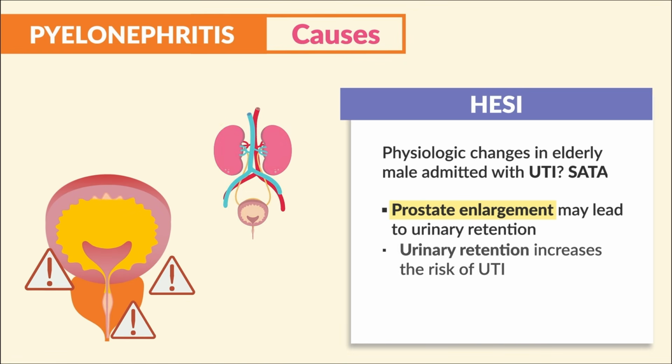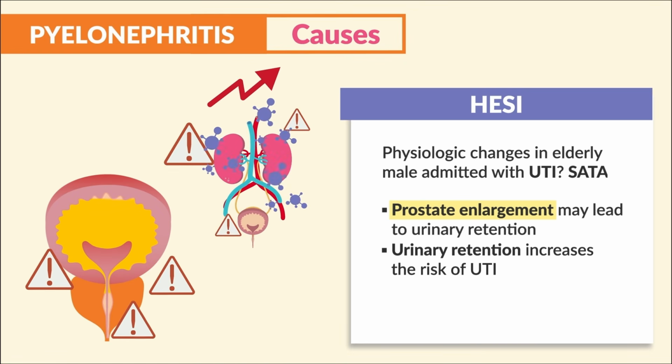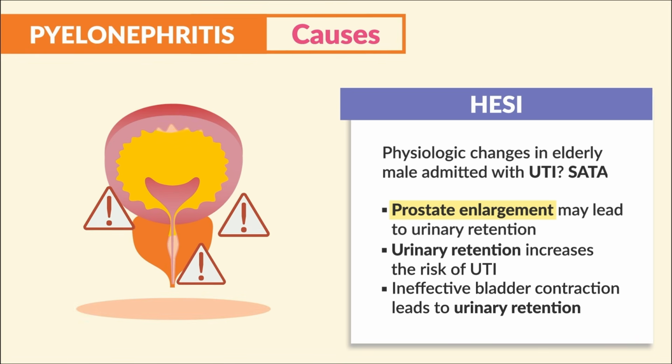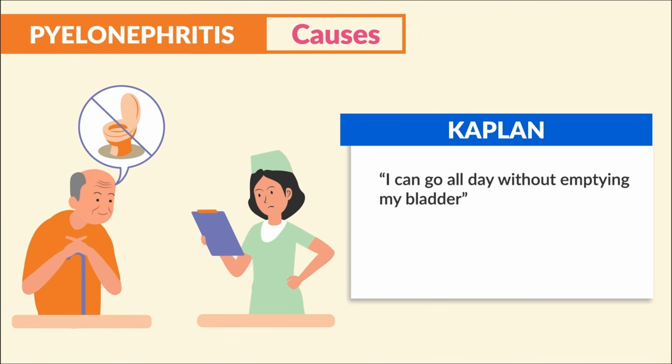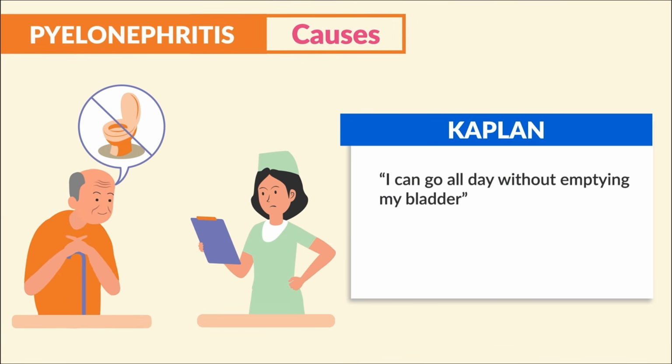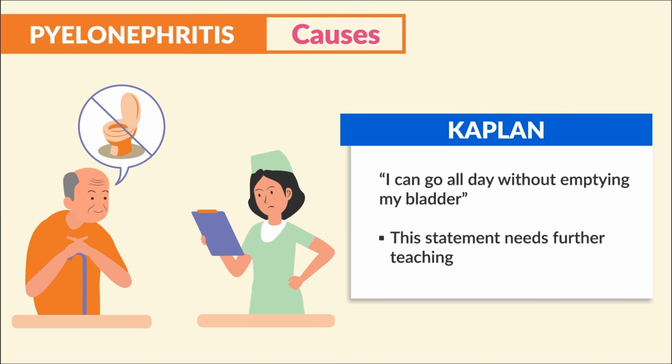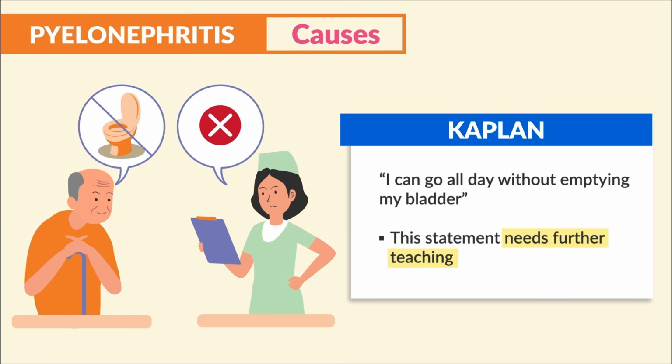And secondly, urinary retention increases the risk for UTI. And third, ineffective bladder contraction leads to urinary retention. And Kaplan states, "I can go all day without emptying my bladder." Correct answer is, this statement needs further teaching.